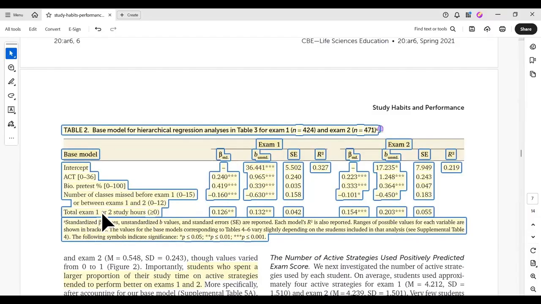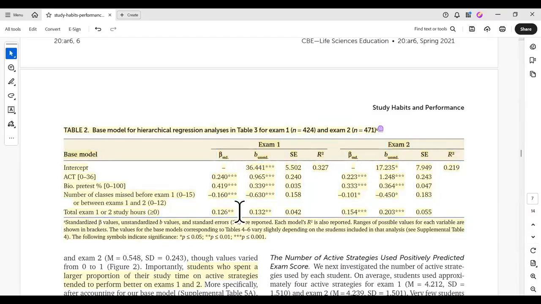And the same thing, total exam study hours, right? They want to control that in how they do the rest of the analyses. They don't want to compare students who did 1 hour of active studying with 5 hours or 20 hours of active studying. So they needed to know how many study hours total the student did.